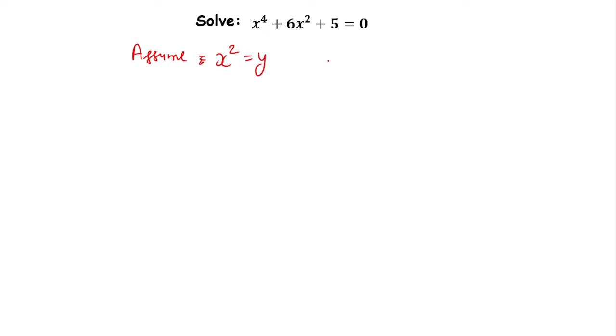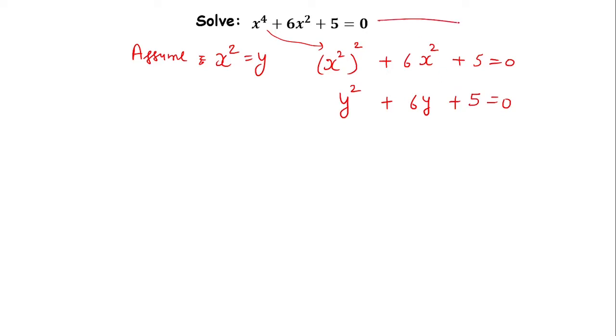Let's see what happened. I can rewrite the given question in this form. Check, my dear, is it correct? Because x⁴ is nothing but (x²)². Now, what is my assumption? x² can be considered as y. You see, this question now becomes this question, which is easy to solve. It's a quadratic equation, and you know very well what to do here.